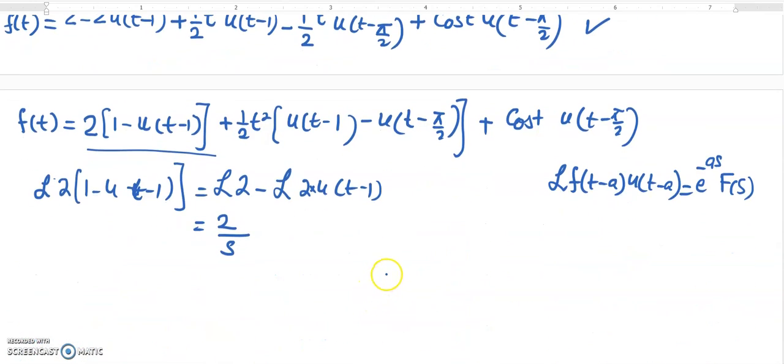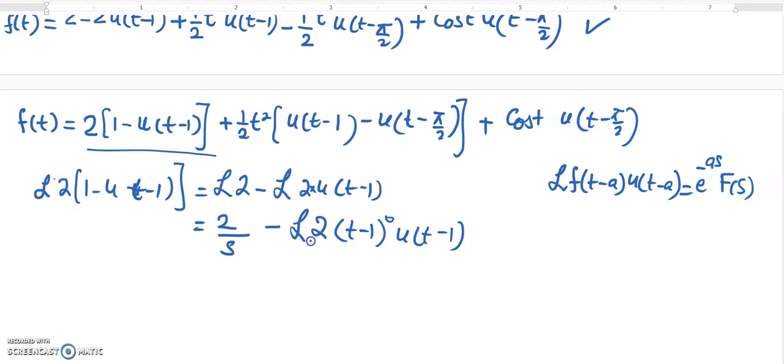Here in this function, you can see that we have t minus a, and the 2 can also be written like this. Minus the Laplace of, and then I can write it like this, 2 into (t minus 1) power 0, right, into u(t minus 1).